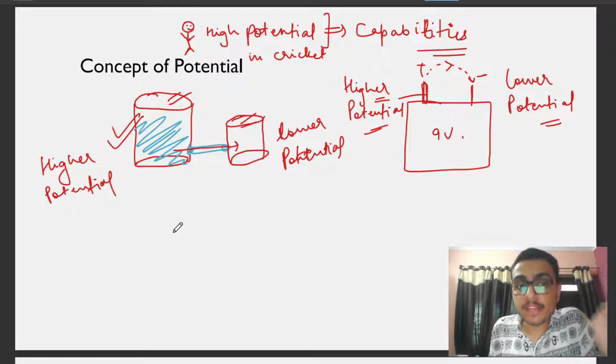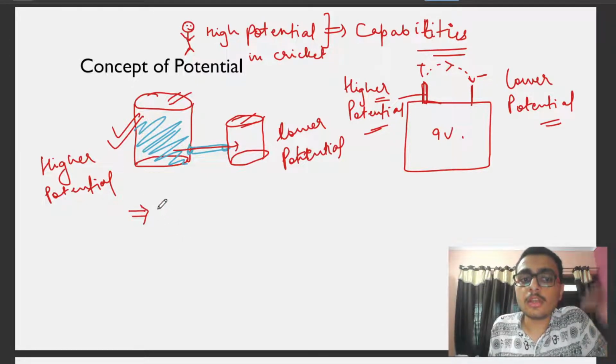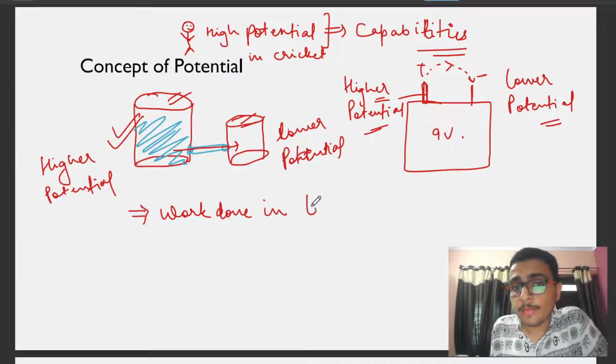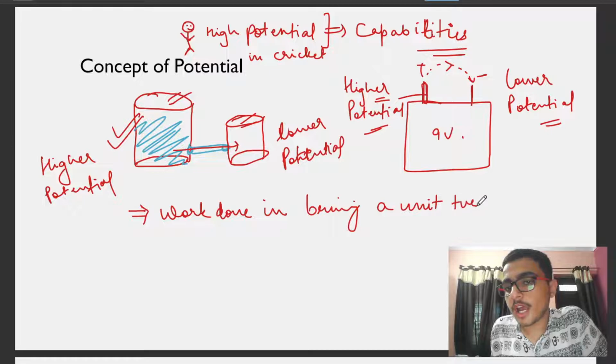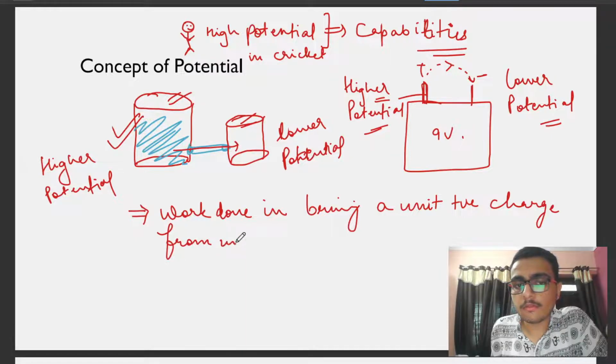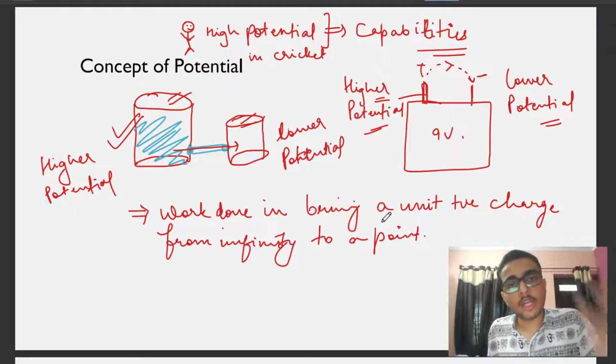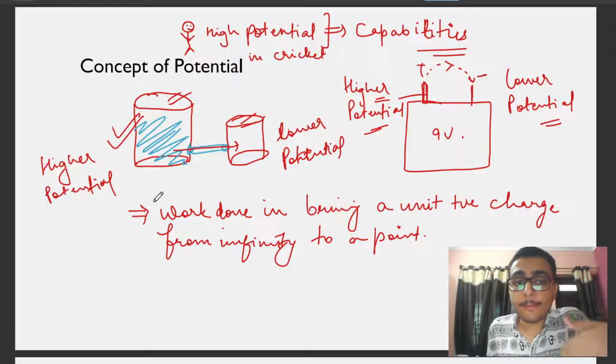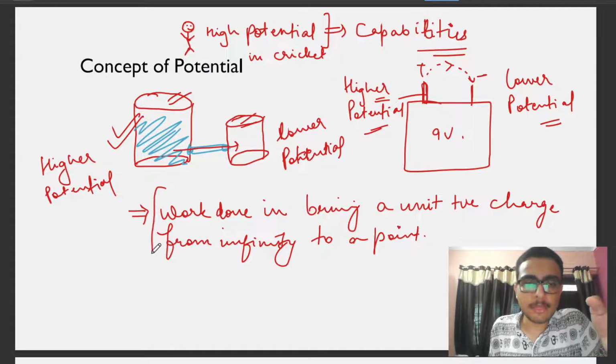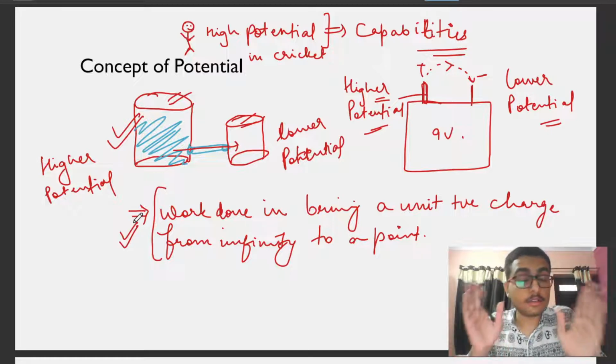Now that is the concept, but when we go for the definition, potential is defined as the amount of work done in bringing a unit positive charge from infinity to a point. Now, what does this definition mean? You will understand it in the course of this course when we will be studying things in more detail. I'll explain these things gradually, but for the time being, you can consider it to be the definition.